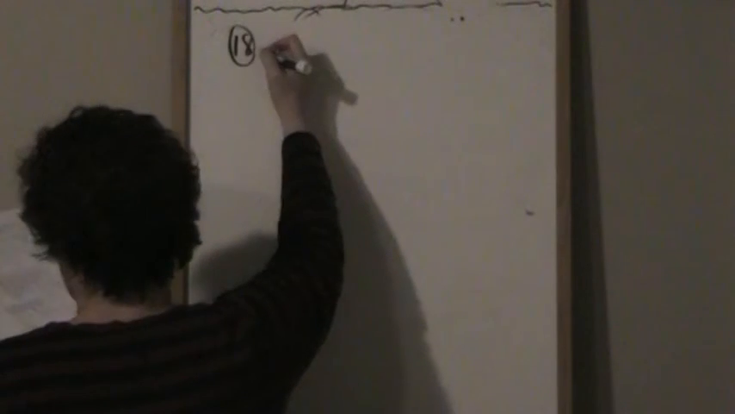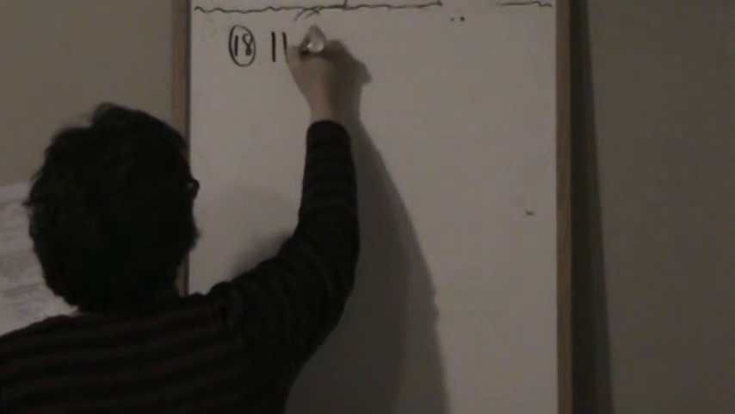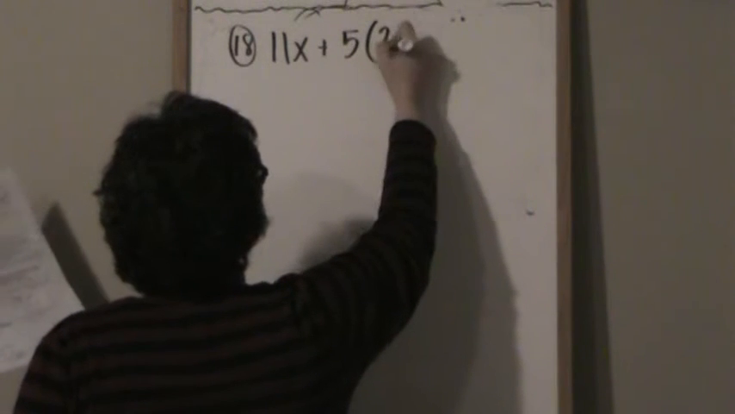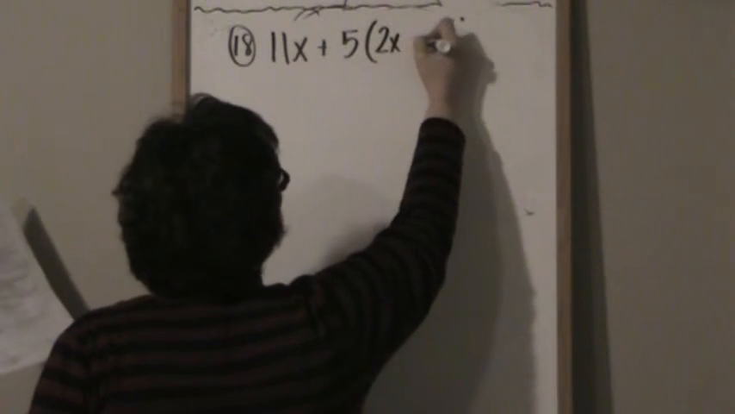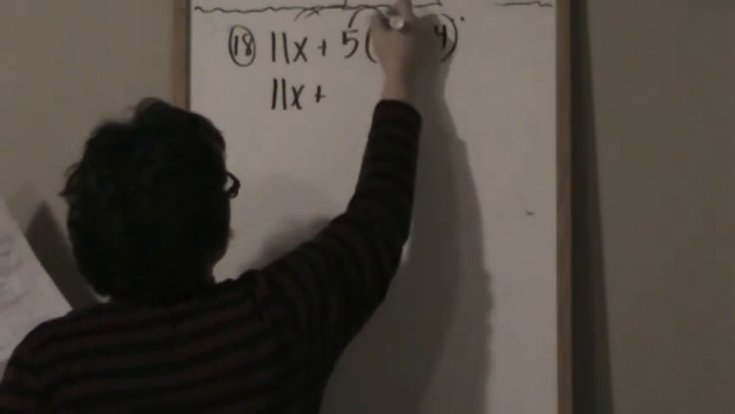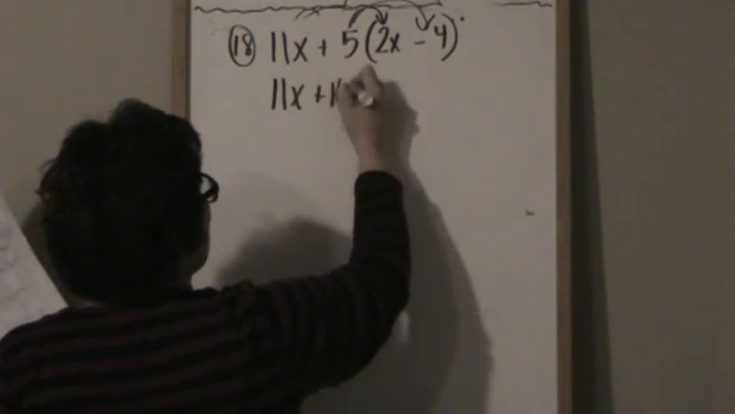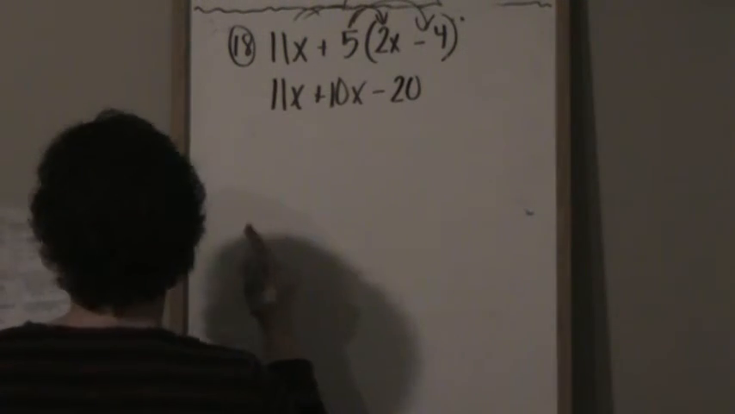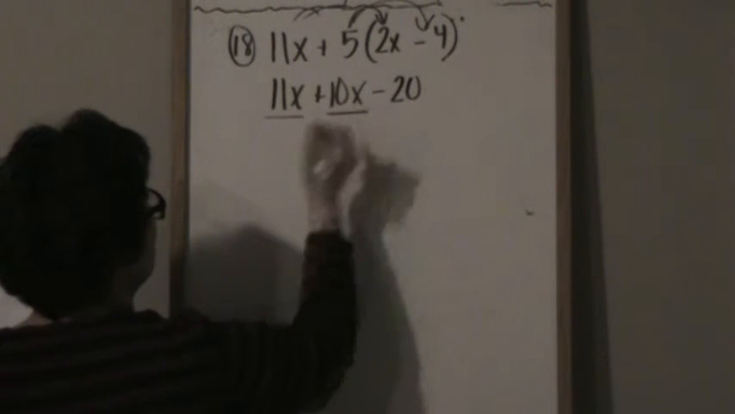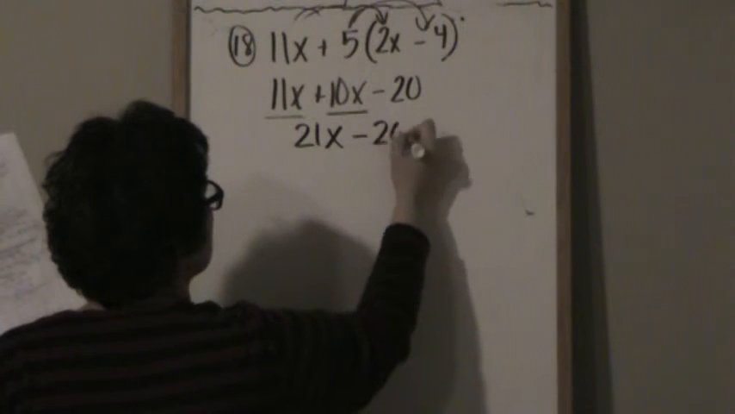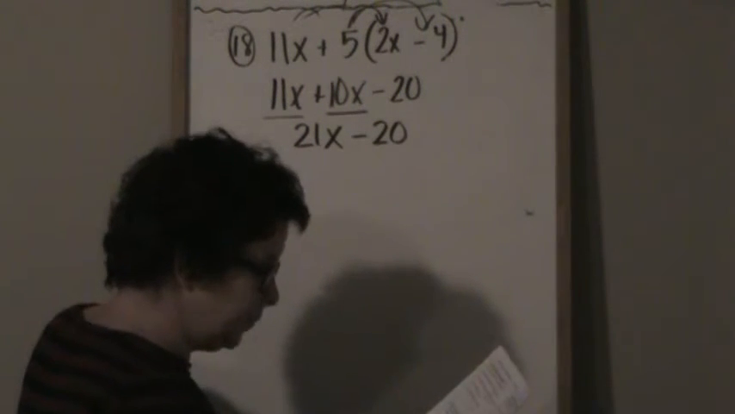All right, what did I just do? I did number 17. Okay, we'll do number 18. 11x plus 5 times 2x minus 4. Okay, I can bring my 11x down, but now I need to distribute. 5 times 2x is 10x minus 5 times 4 is 20. So now I can combine this and this because they're like terms. 21x minus 20. Okay, done with that one.